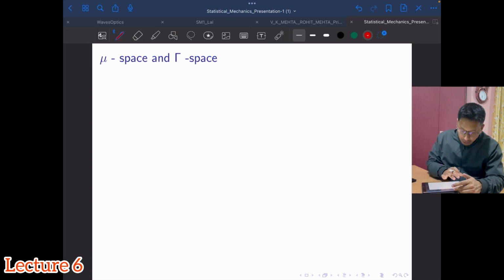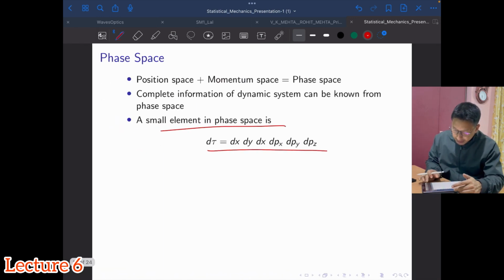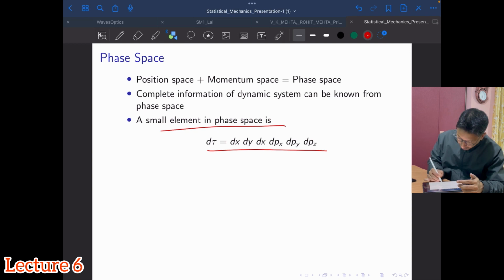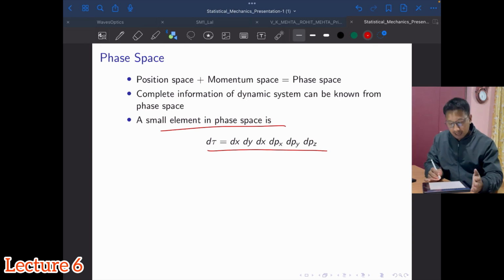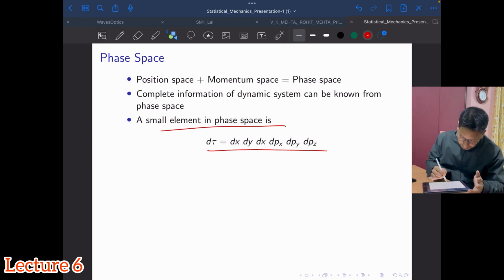Before we go to mu space and gamma space, I have to talk about the phase cell. So again, let me draw this representative. See, the phase space is 6-dimensional. So then I have, let me just draw one.